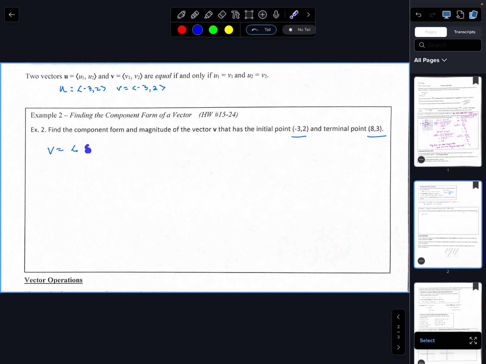So it's going to be 8 minus the negative 3. That will be your, what we call horizontal component. And then for the vertical component, you need to take the change in y, but terminal minus initial. And so the component form is 11, 1.